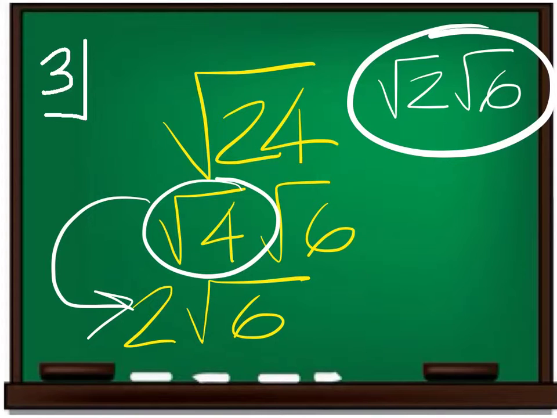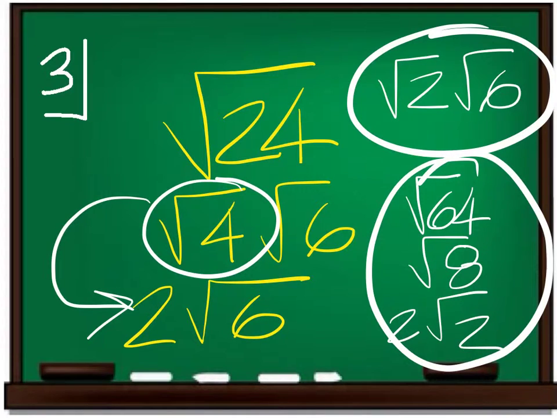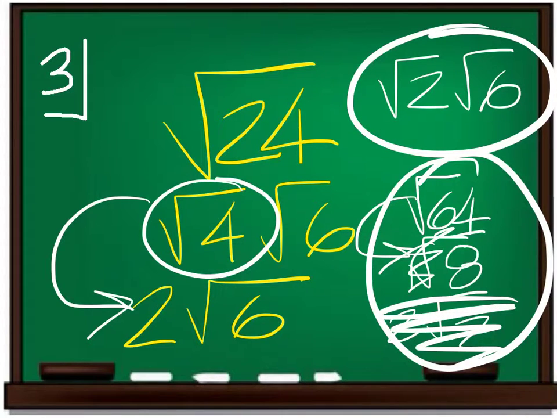I've had folks before do this. Square root of 64 is square root of 8 is 2 square root of 2. That does not work out. Once you take the square root from here to there, the sign is gone and nothing else is necessary.